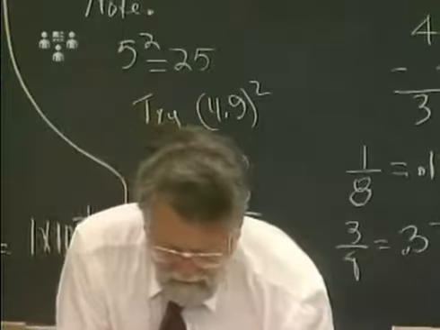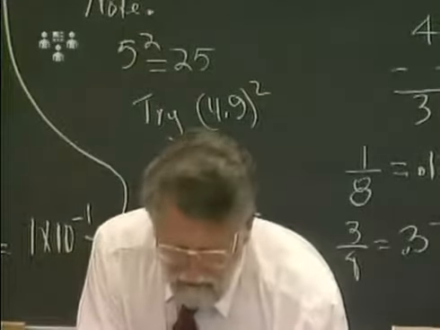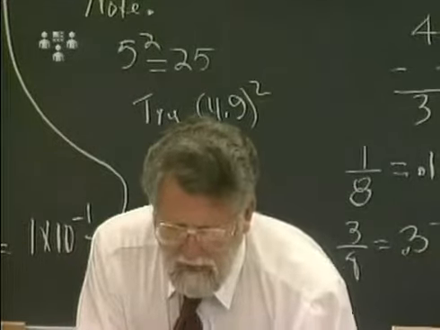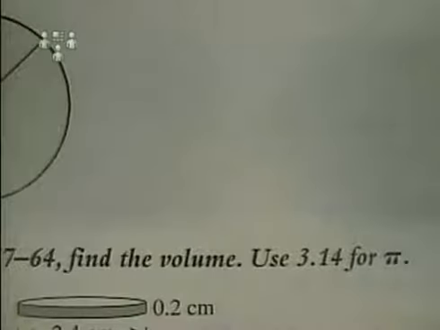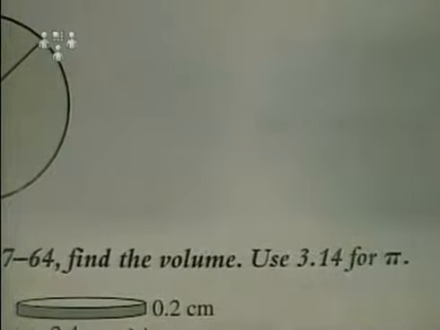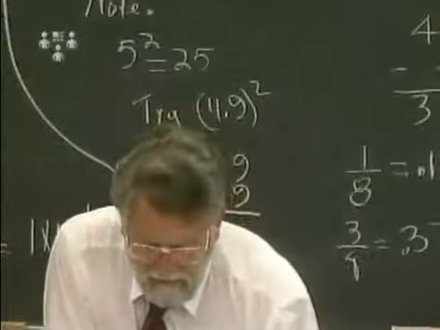So as we come off those, notice a change here. You're using 3.14 for pi now instead of the 22 over 7. It's still not going to give you the exact answer. It's just an estimate.